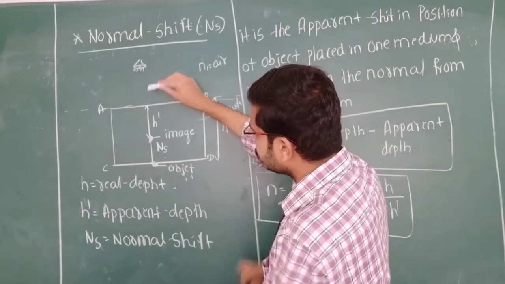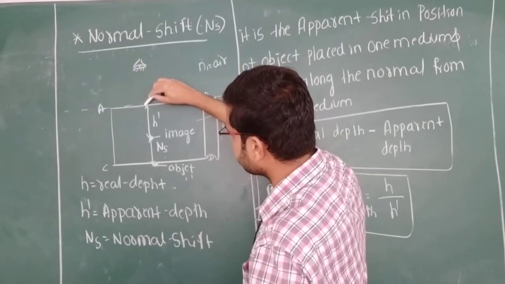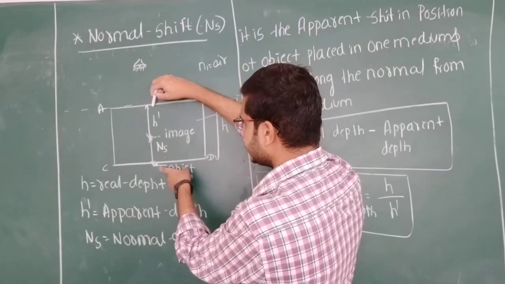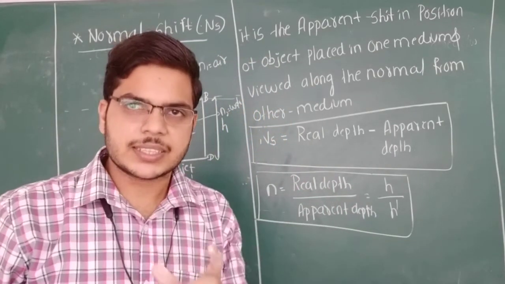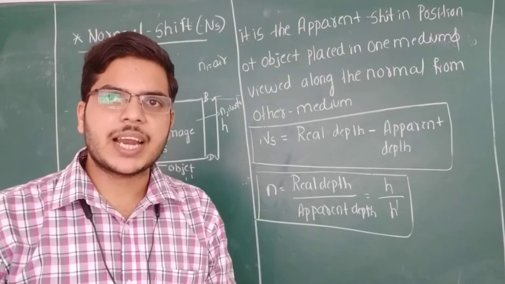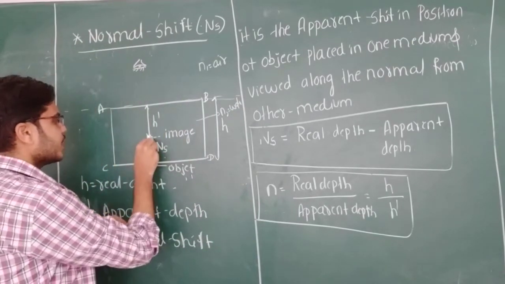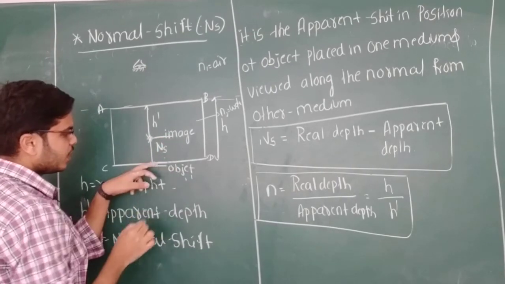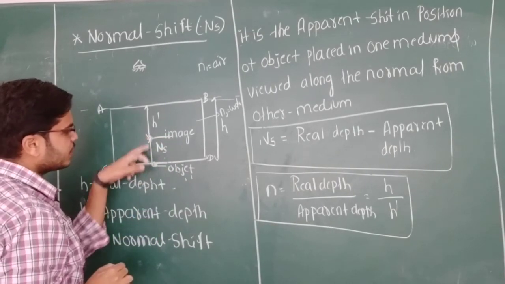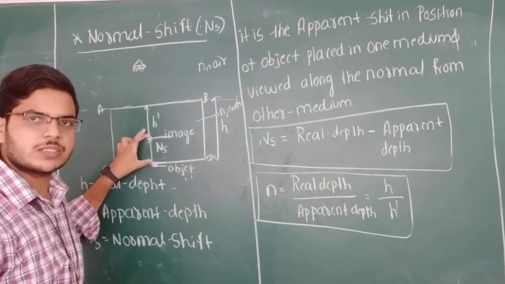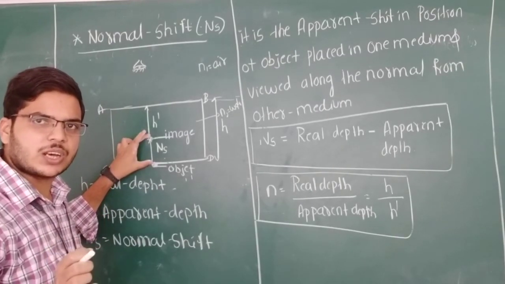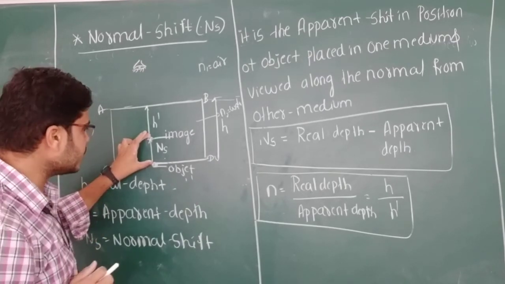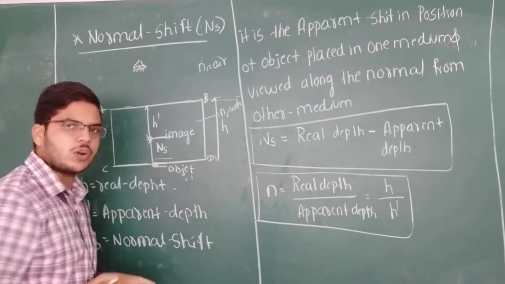Apparent depth means the distance between the surface of the water medium and the image formed. H dash is the apparent depth, H is the real depth. The distance between the real depth and the apparent depth, here to here. Actually, the object was here, but it appears to be here. This distance, from real depth to apparent depth, this height is called normal shift. This much height is raised by the object. The object appears to be raised by the normal shift amount.